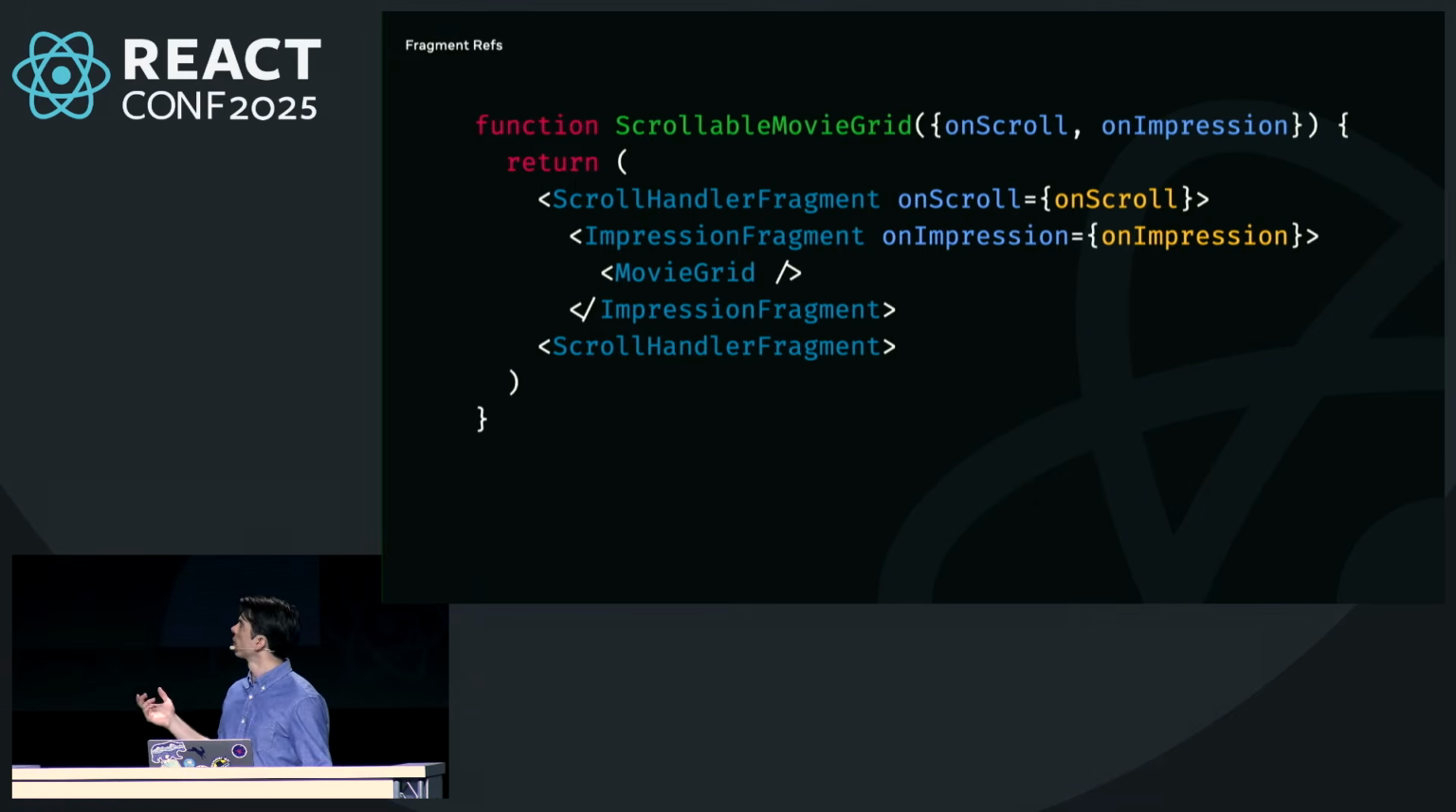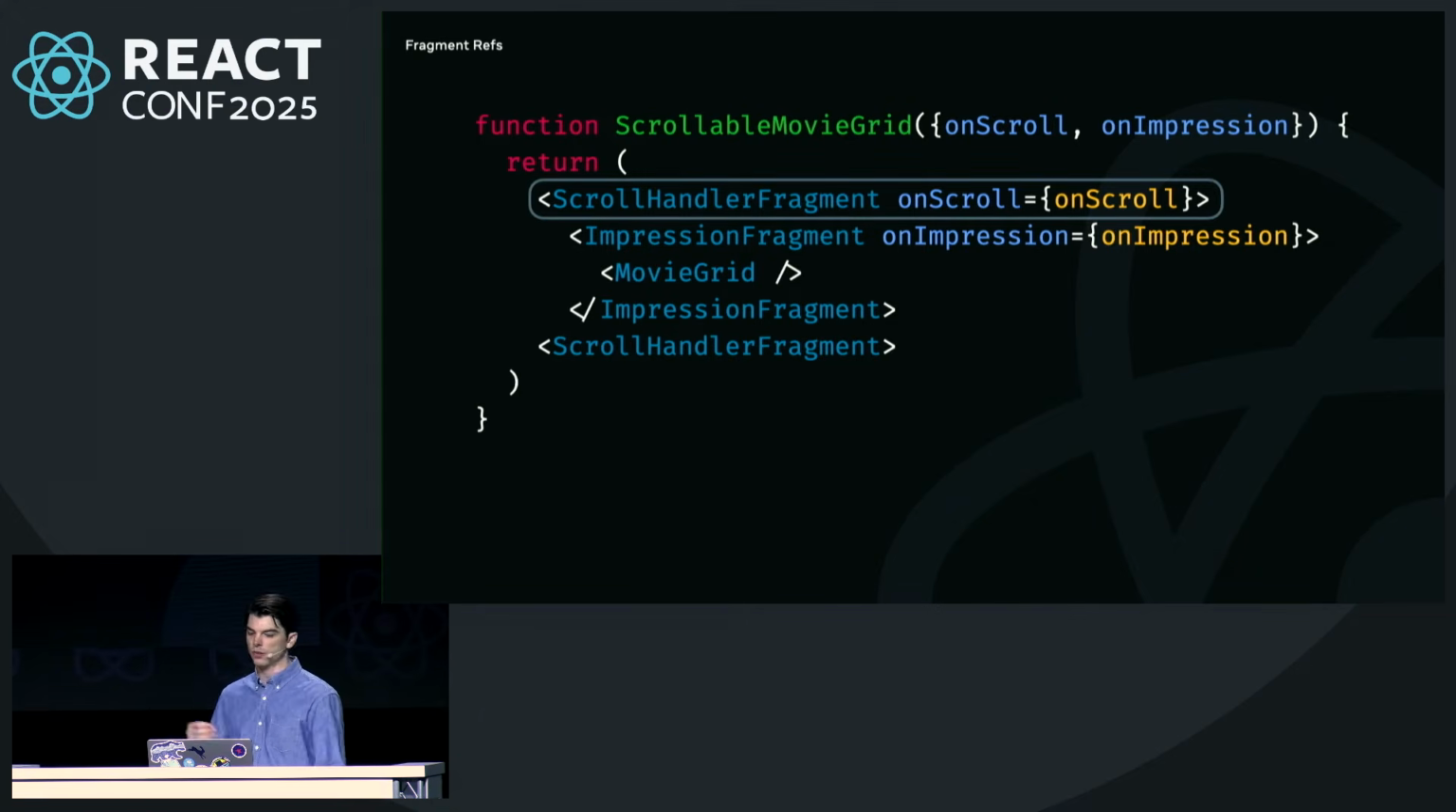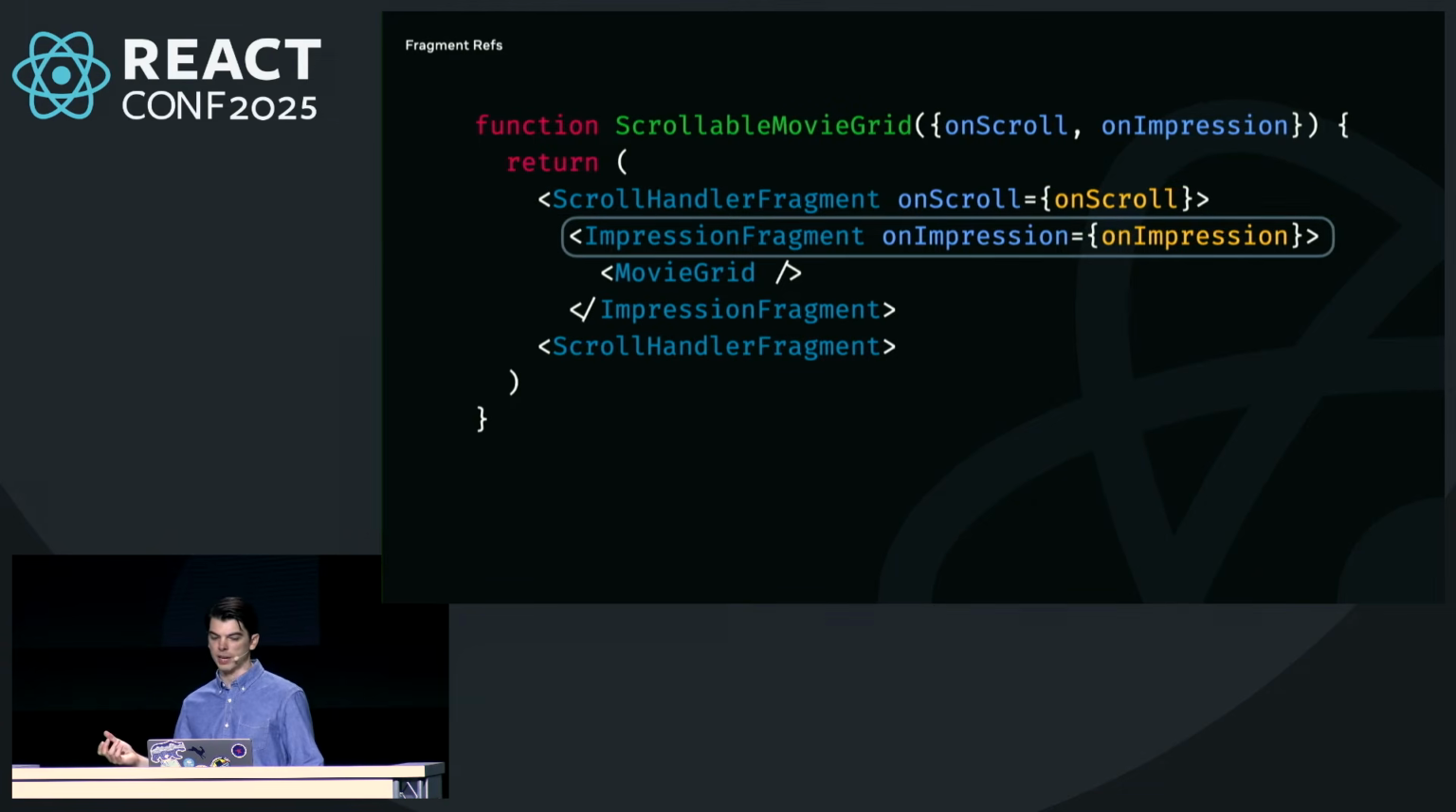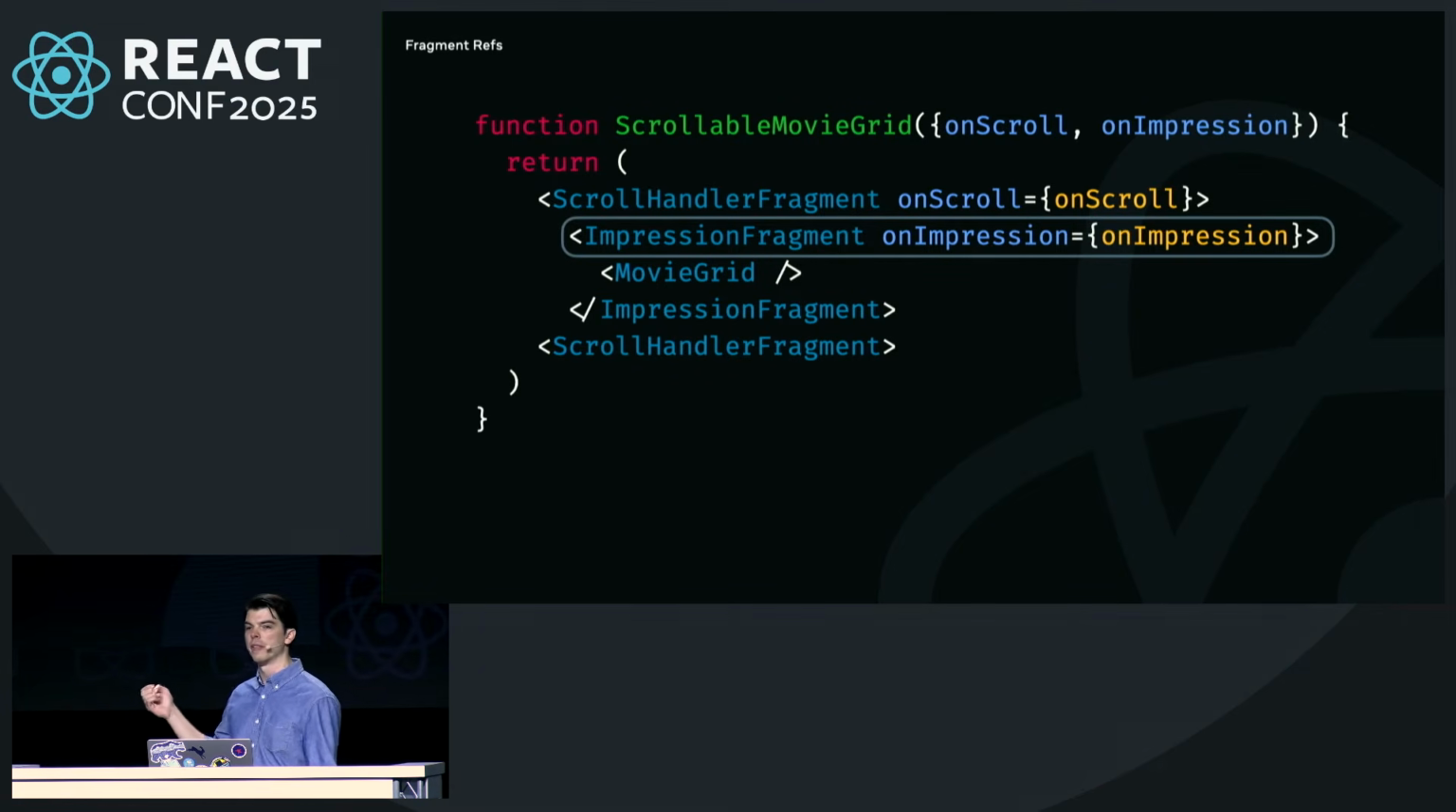So let's go back to our scrollable movie grid and now take advantage of fragment refs. Here I've created 2 fragment-based components that implement the same behavior we saw earlier, but under the hood, taking advantage of those fragment instances. So we have a ScrollHandlerFragment, which we simply now pass an on-scroll handler and let it do the rest. And we have an ImpressionFragment, where we can pass a callback that will be triggered every time the movie grid enters a viewport. So we can achieve this functionality, just like we started with, without having to think about effects or refs locally within the product code.